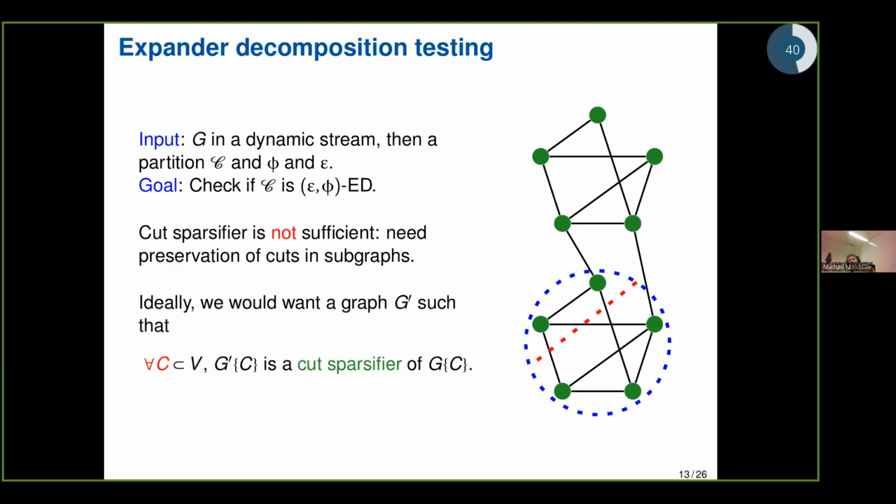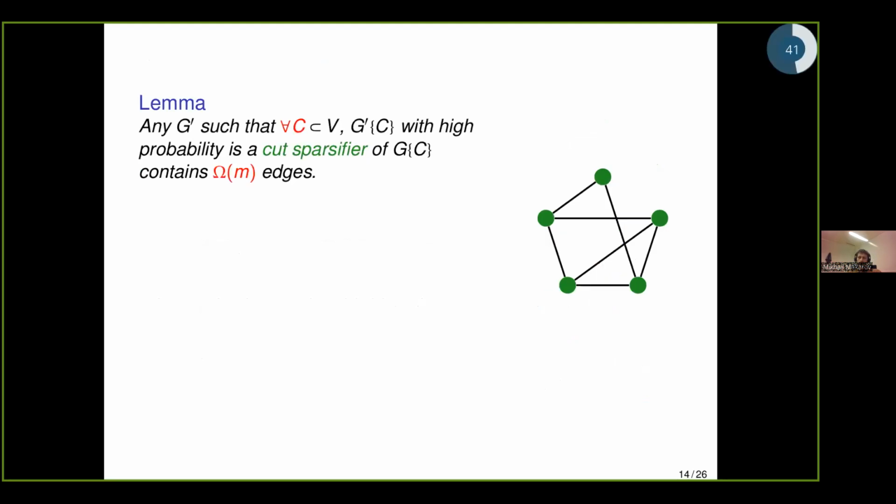So we would like to have the following strengthening of a cut sparsifier, and that is a graph G prime, such that for every possible cluster C in V, G prime restricted to this cluster C would be a cut sparsifier of G restricted to this cluster C. However, such a sparsifier G prime would have to have almost the same number of edges as the original graph, which would render it basically useless.